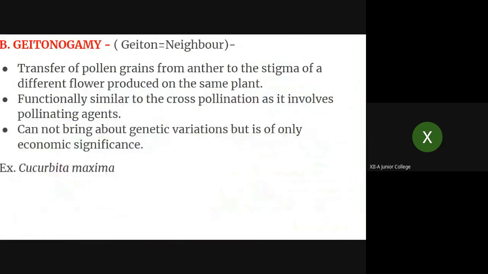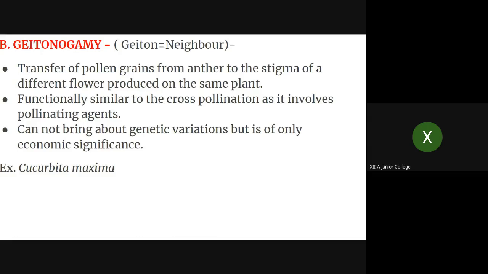Now, the second type of pollination is geitonogamy. Geiton means neighbor. Now, in this case, what happens? Transfer of pollen grains is from the anther to the stigma of a different flower, but the plant is the same. That is, it is produced on the same plant.